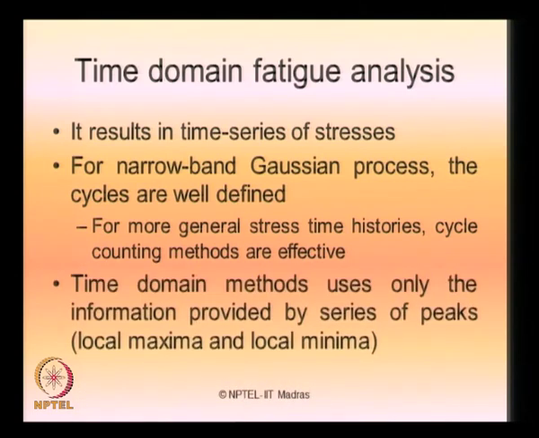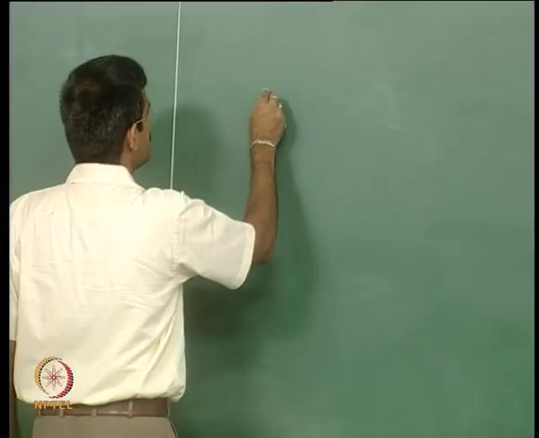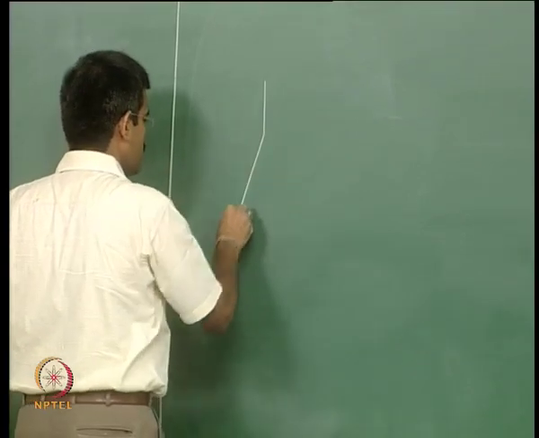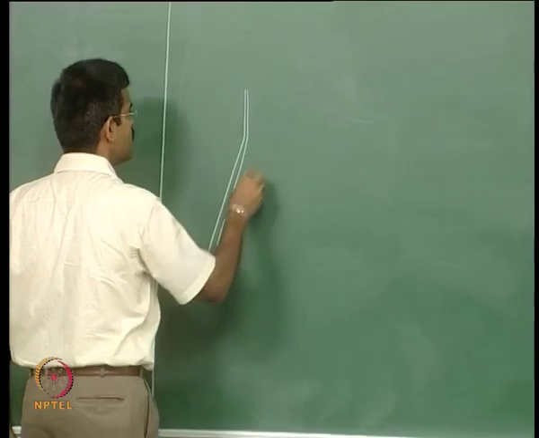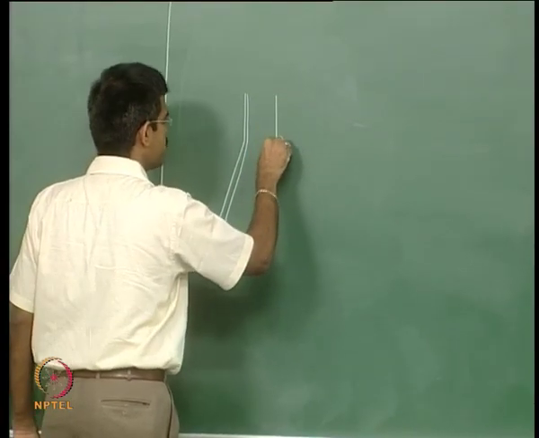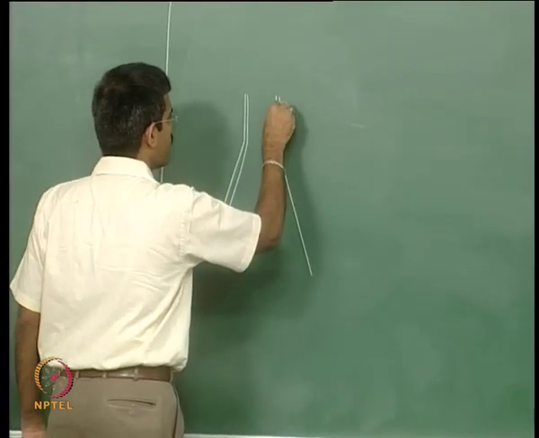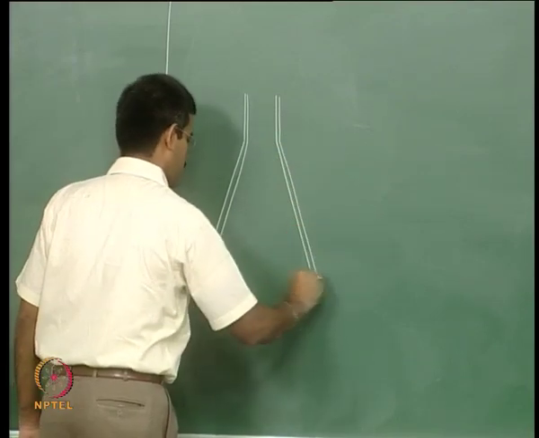The time domain methods use only the information provided by the series of peaks, that is, they use only information related to local maxima and local minima. Let us say we have a jacket structure.